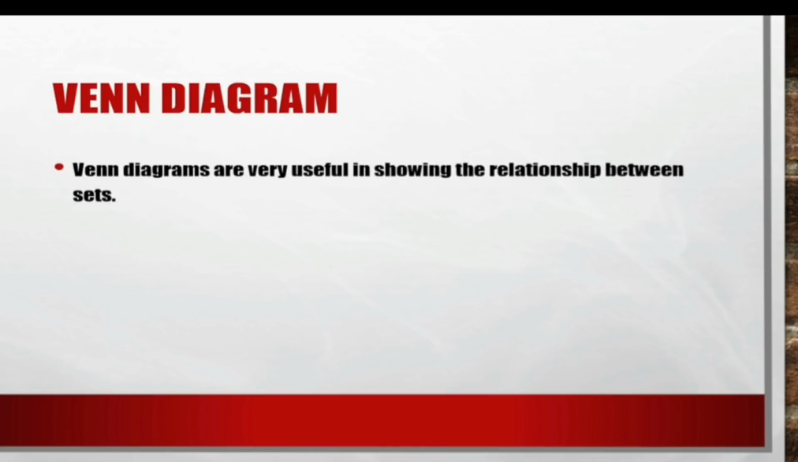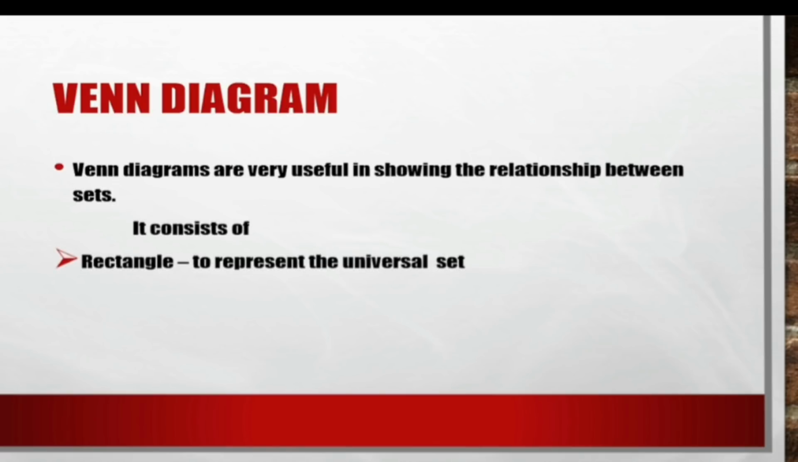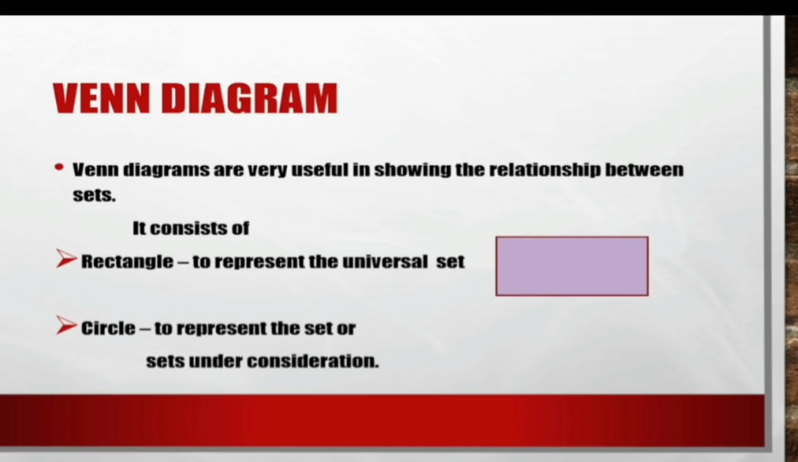Venn diagrams are very useful in showing the relationship between sets. It consists of the following: a rectangle to represent the universal set, and a circle to represent the set or sets under consideration. Are you ready to learn more about how to represent sets in Venn diagram? Then let's go!